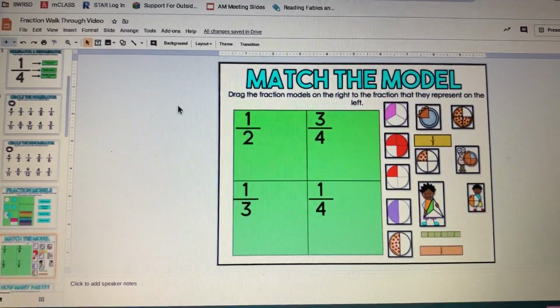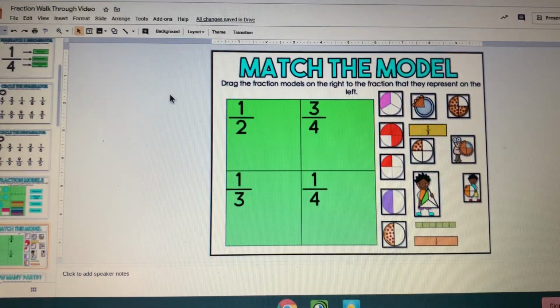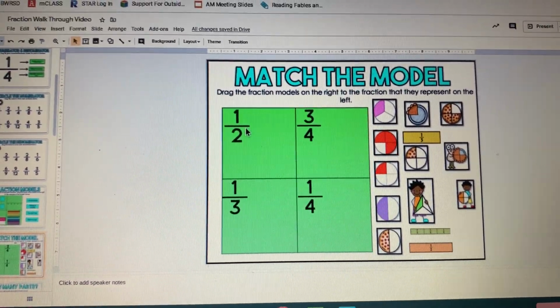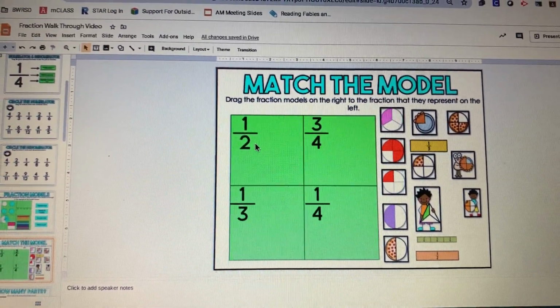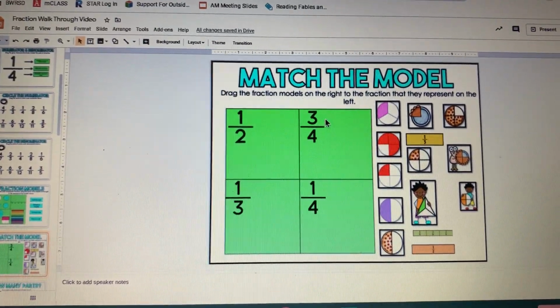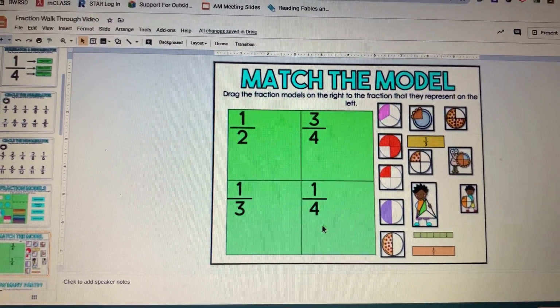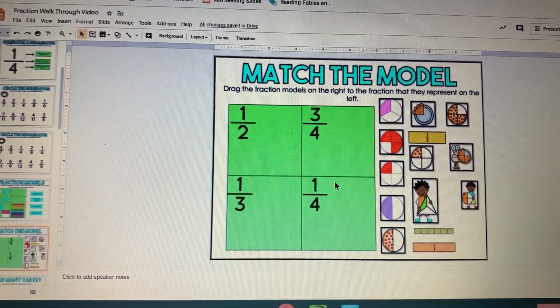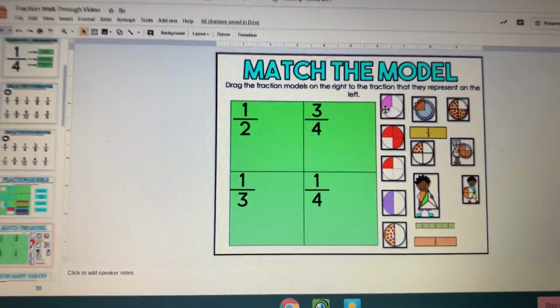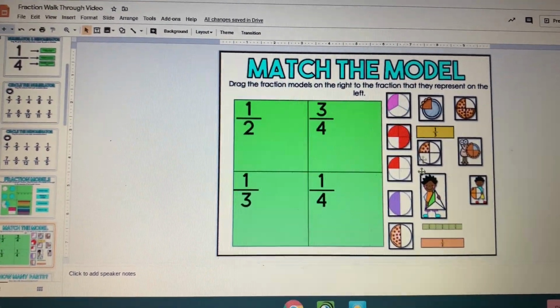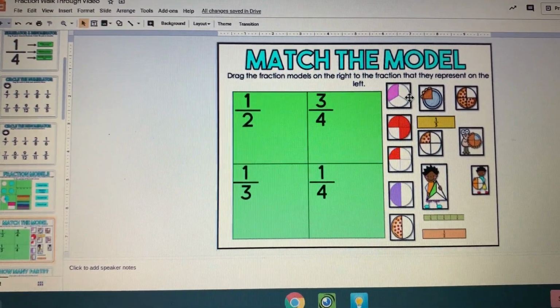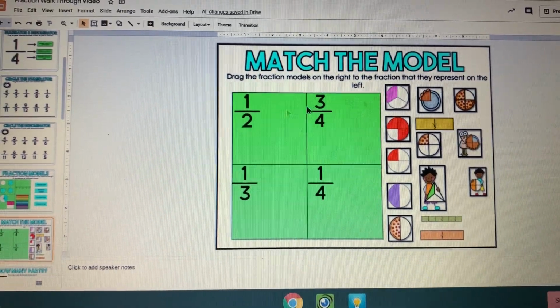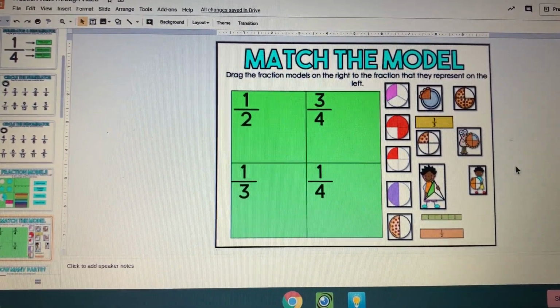And now here, you need to match the model. So for example, 1/2 means 1 out of the 2 pieces is going to be shaded. 3/4 means 3 out of the 4 pieces are going to be shaded. 1/3, 1 out of the 3, and 1/4, 1 out of the 4 total pieces. Now, we have a bunch of examples over here. What you need to do is click and drag them to the right box. There's going to be more than one for each box.